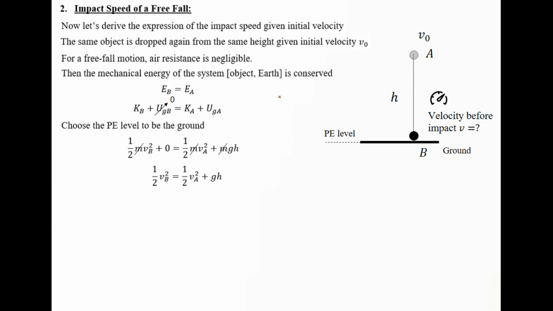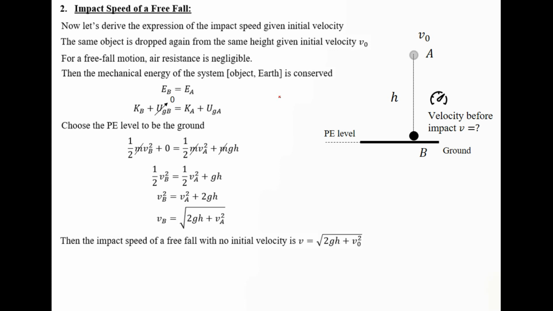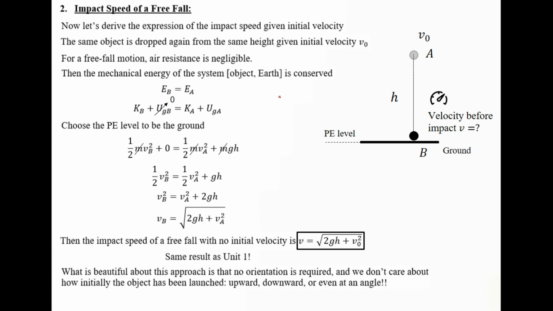All of the 3 masses cancel and we're left with vB square equals vA square plus 2gh, and indeed vB is the radical of 2gh plus vA square. Then the impact speed of a free fall with an initial velocity is given by the radical of 2gh plus v0 square, where v0 is the initial speed, which is the same exact result that we put forward in unit 1.